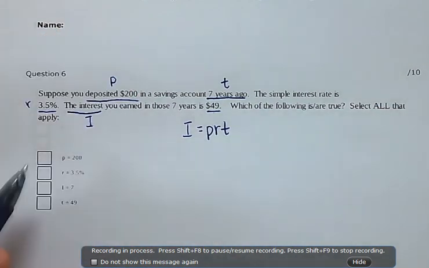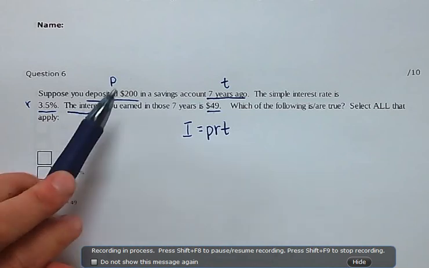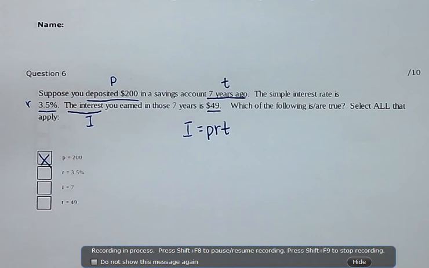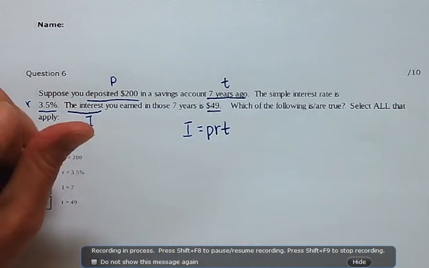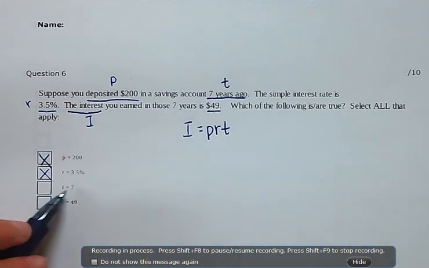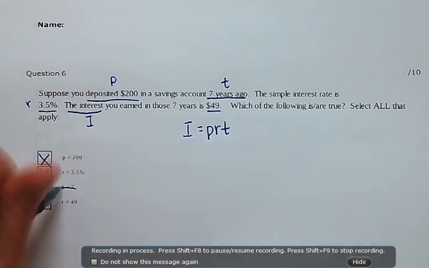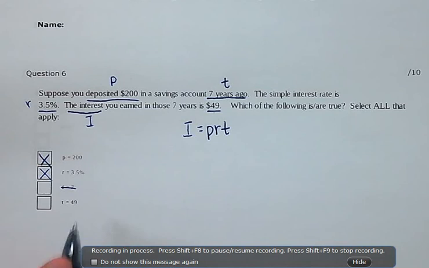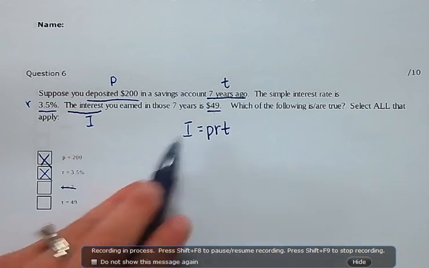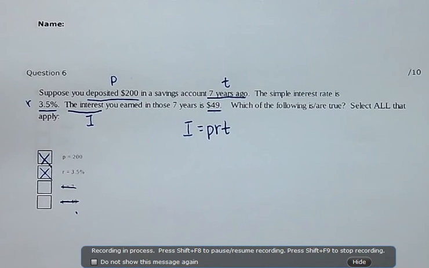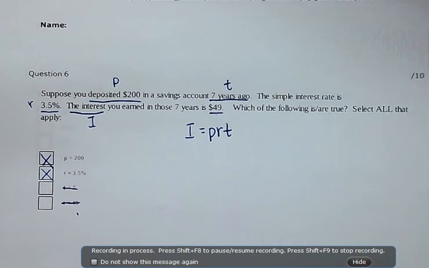So the first thing they say is that P equals 200. We can see up here that we said that P is 200, so that is going to be true. The next thing is that the rate is 3.5%, and we see that that is also true. Next, they tell us that I, interest, is $7, but what we see right here is that we said our interest was $49, so that one is not going to be true. And lastly, they say that T, time, is 49. That's not true either because our time is 7. They mixed up their interest and their time. And so the only two things that are true is that the principal is 200 and the rate is going to be 3.5%. Okay, moving on to number 7.